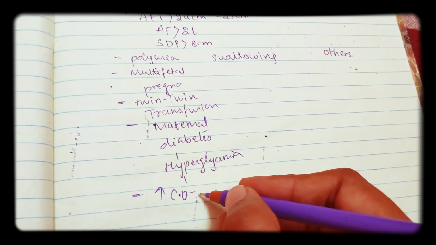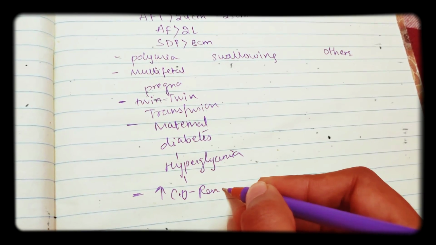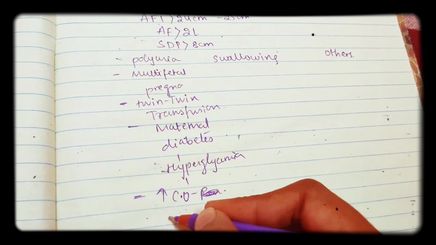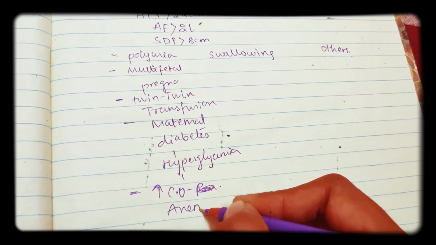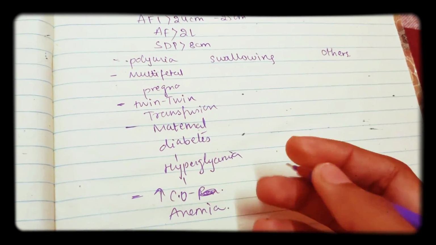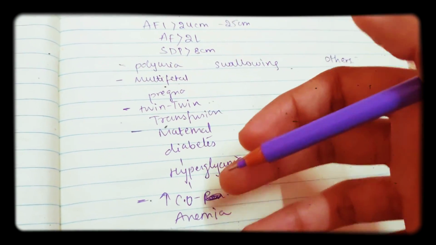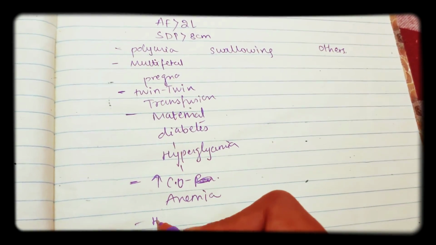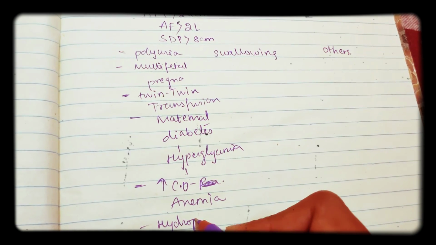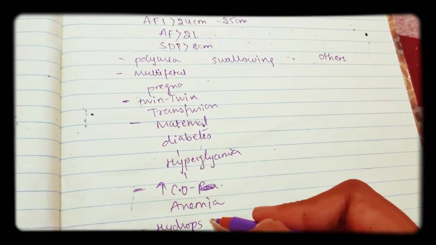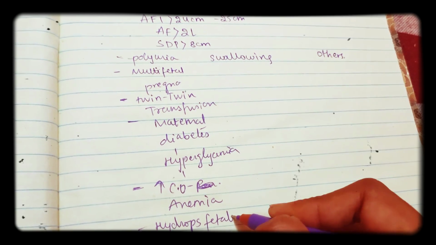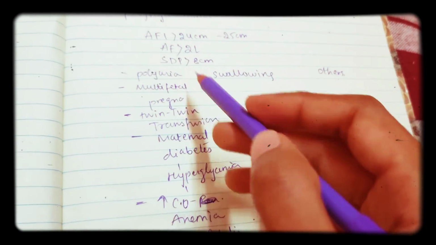And also in the case of any renal abnormalities, fetal anemia. If there is already anemia, low blood, then to compensate for this anemia also there is polyuria. And next, hydrops fetalis. In hydrops fetalis, the name itself suggests there is a lot of fluid. So in hydrops fetalis also there is polyuria. So these are all the conditions of polyuria.